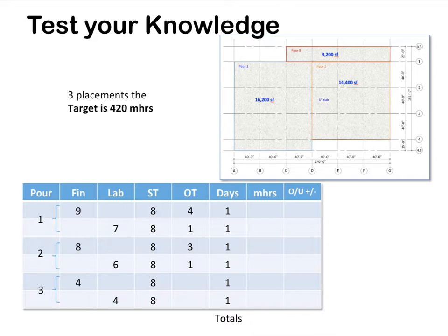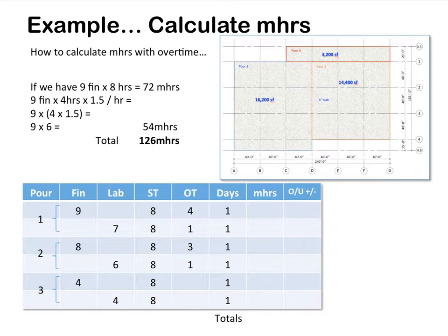Using this chart right here, multiply out 9 finishers times 8 hours plus 4 hours of overtime for 1 day, and you would put the man hour result right here. Let's take a minute and look at how to calculate man hours.